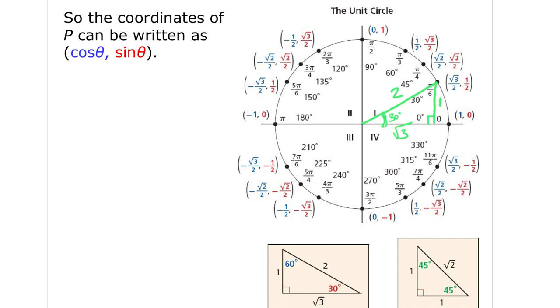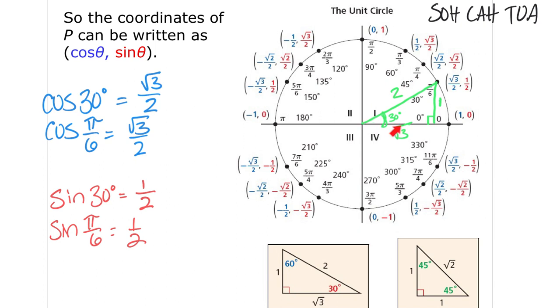Now from here, I can figure out the sine and cosine. Using your unit circle and your special right triangles, we can see that the cosine of 30 degrees is going to be the adjacent over the hypotenuse, or square root of 3 over 2, which is the x value of this coordinate right here, the cosine of 30, or the cosine of pi over 6 radians. Those two things are the same. Then the sine of 30 degrees, or sine of pi over 6 radians, same thing, is going to be the opposite over the hypotenuse, or 1/2, and that's the y value of your coordinate point.